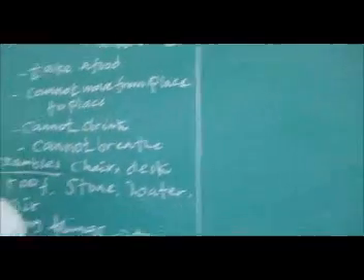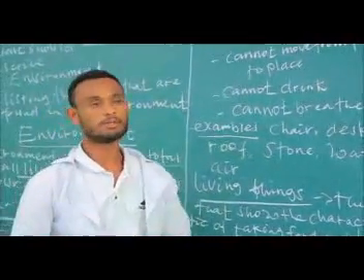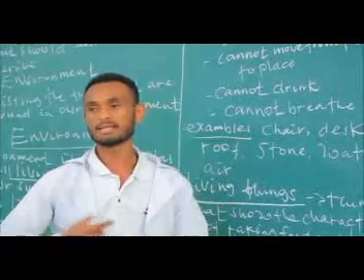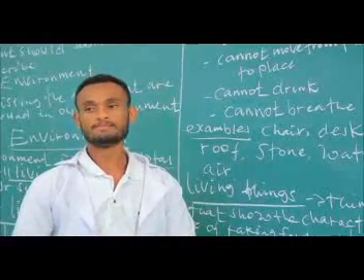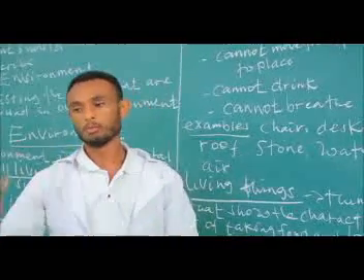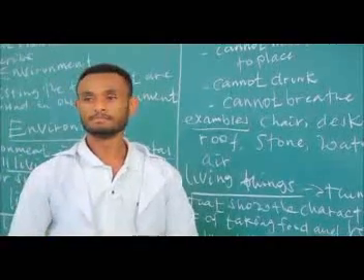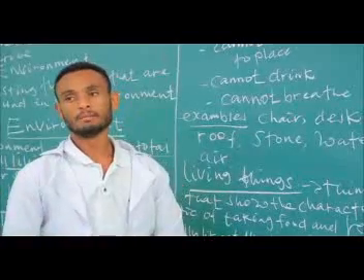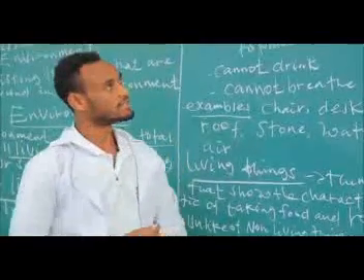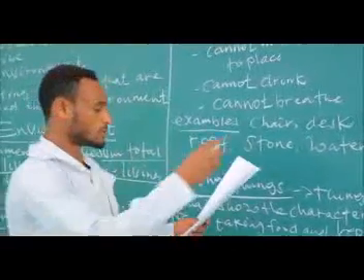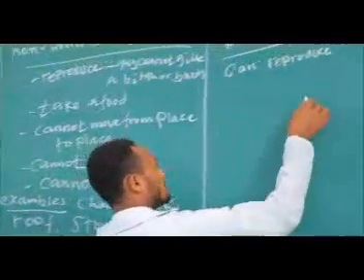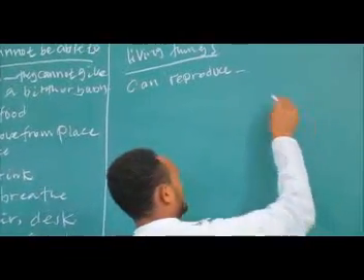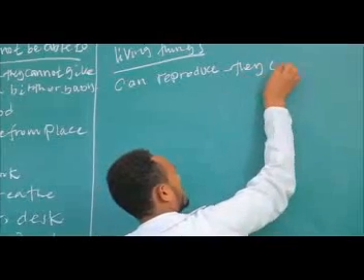Students, we said that non-living things cannot reproduce, cannot move from one place to another, and cannot breathe. But living things can reproduce. The first one is reproduce. What do we mean by reproduce? As I told you, they can give birth.